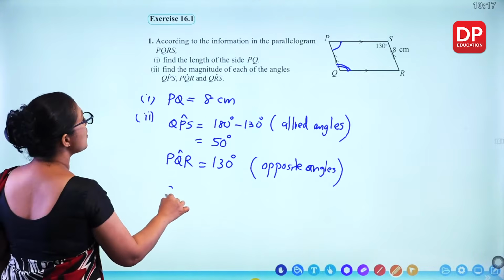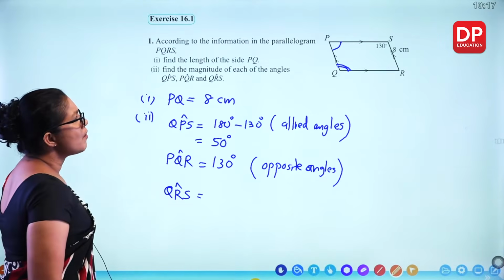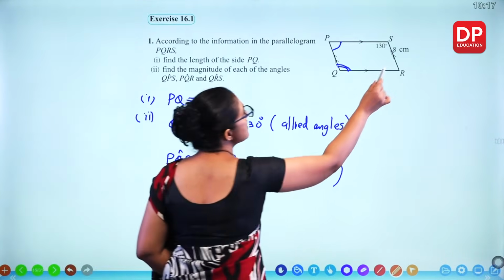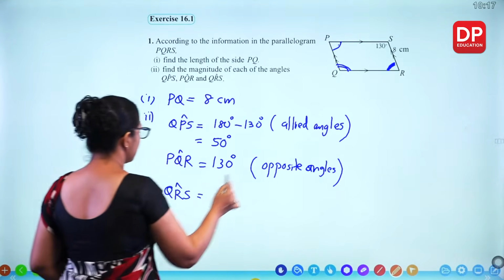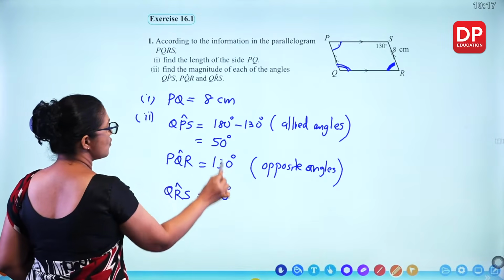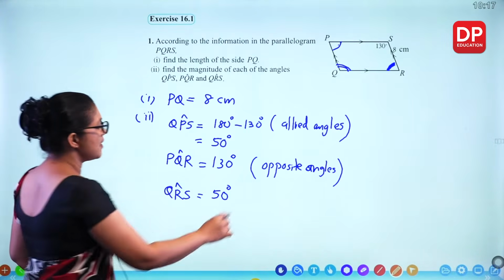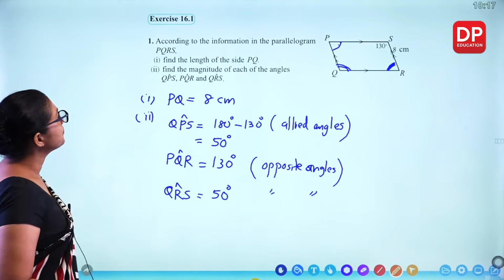Then last one, QRS angle. QRS angle is this one. This is same as P angle. So what's P angle? That's 50 degrees. So that's equal because of opposite angles.